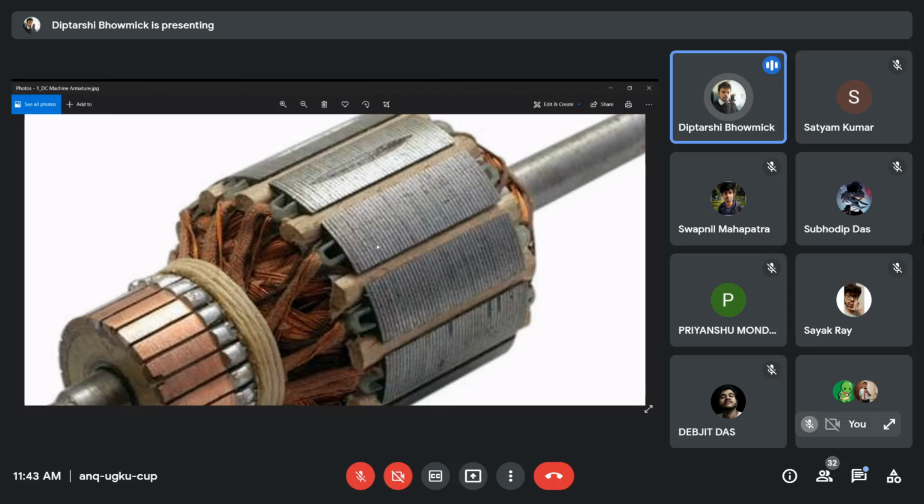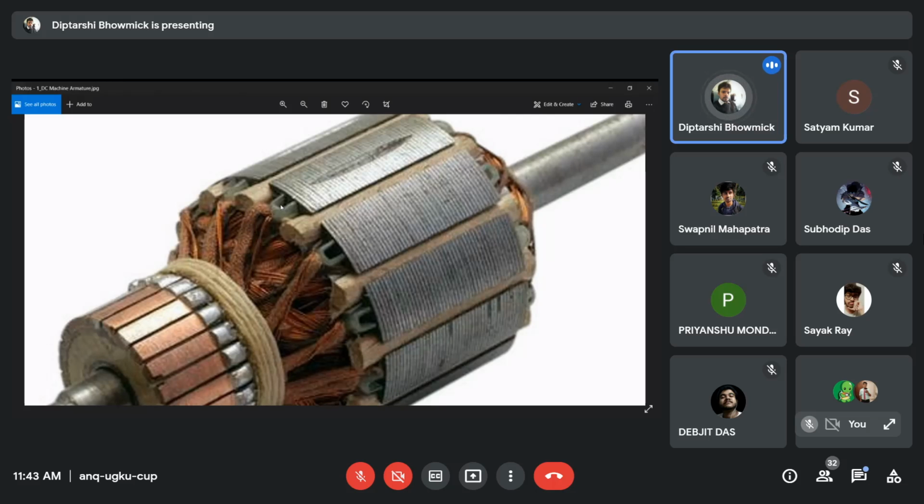That's why we are laminating all these things, because if we don't laminate, then the current will be very high. But as we make thin plates and stack them one after another, the cross-sectional area of the laminations will be reduced. We know that resistance R is equal to rho L by A. So if the cross-sectional area is reduced, then the resistance will be higher, and if the resistance is high, then the current will be low.